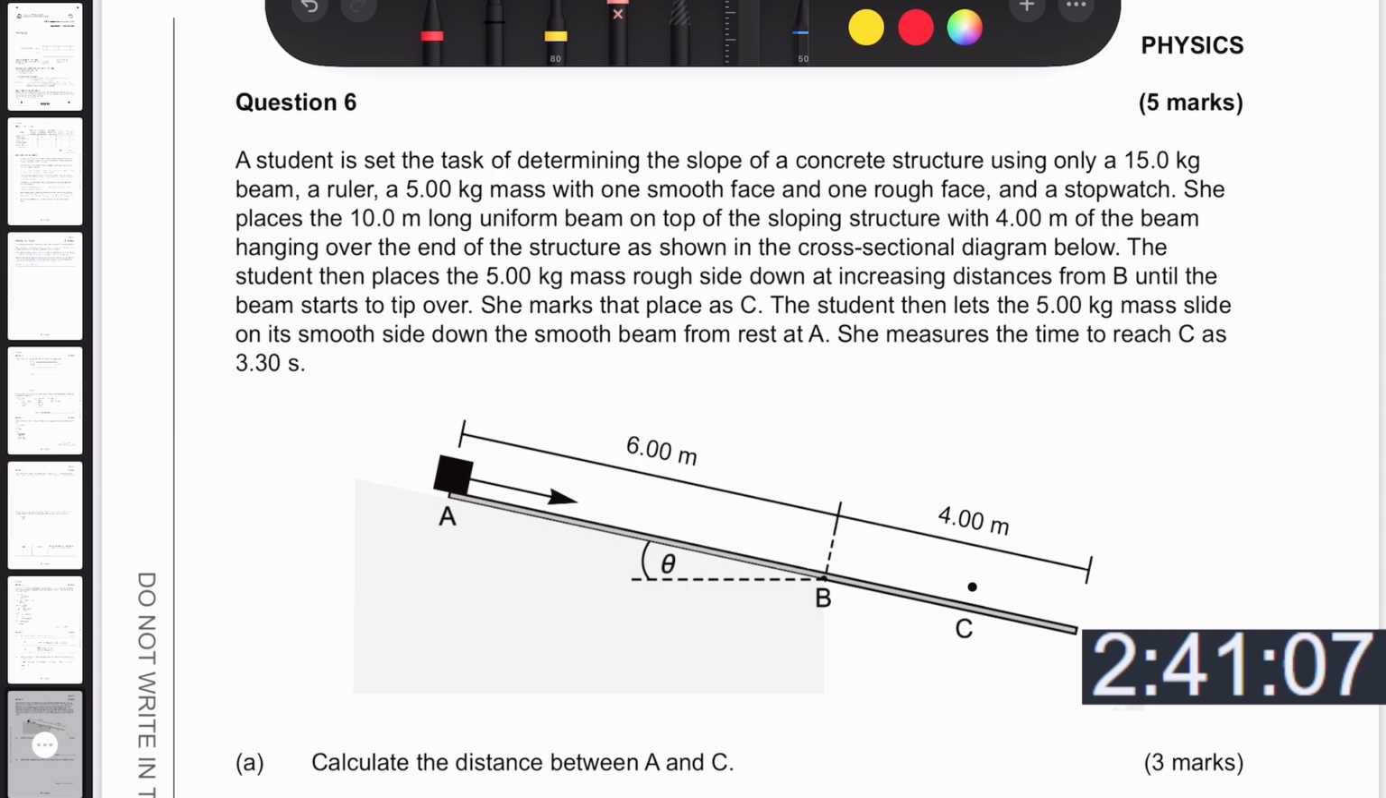A student is determining the slope of a structure using only a 15 kilogram beam, a ruler, a 5 kilogram mass with one smooth face and one rough face, and a stopwatch. She places the 10 meter long uniform beam on top of the sloping structure with 4 meters of the beam hanging over the end of the structure shown below. The student places the 5 kilogram mass with the rough side at increasing distance until the beam starts to tip over. She places that mark at C. She then lets the mass slide on a smooth surface. She measures the time to reach C as 3.3 seconds.